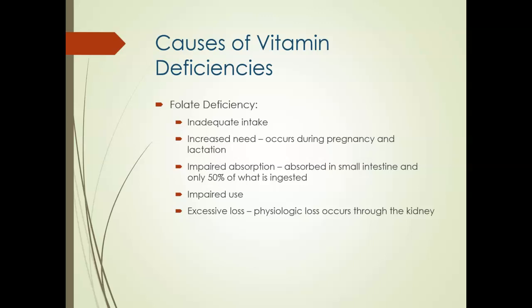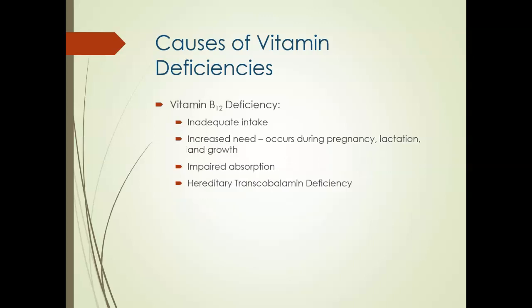So what can cause some of these vitamin deficiencies? Well, a folate deficiency obviously can be from inadequate intake from foods, increased need, such as pregnancy and lactation. You can have an impaired absorption, so it's absorbed in the small intestine and only 50% of it is absorbed. We could have impaired usage or excessive loss, for example, through the kidney. In a B12 deficiency, we can also see it from an inadequate intake. We can see increased need, which occurs during pregnancy, lactation, and growth. We can see impaired absorption, in the case of pernicious anemia, which we'll learn about, or you can have a hereditary transcobalamin deficiency.